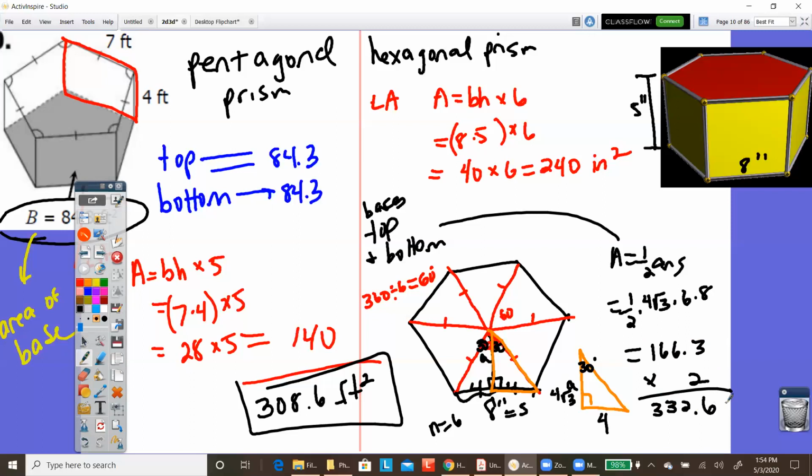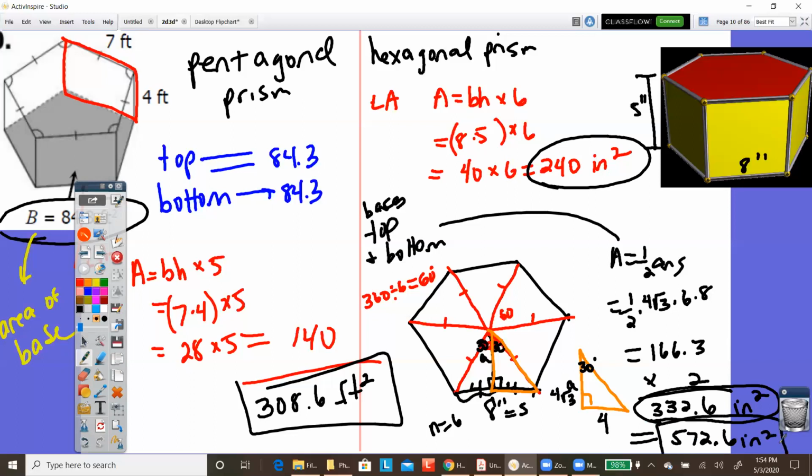So that gives me 332.6. So this would be the area of the top and the bottom bases right here, and then add to that the area of the 6 rectangles that are on the lateral faces. So if you add all that, your grand total is 572.6 square inches. And that is the area for this surface, for this hexagonal prism.